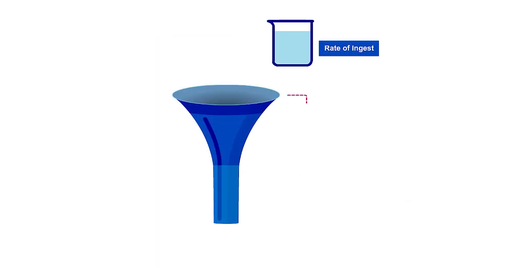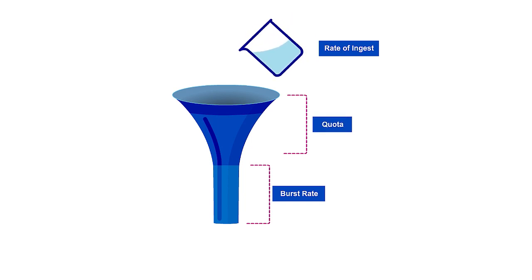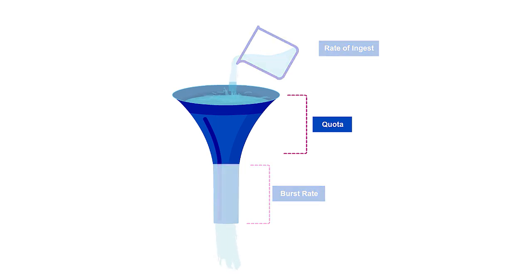Throttling works very much like a funnel. The three main pieces involved in the funnel are rate of ingest, quota, and the burst rate. At the bottom of the funnel is the account's burst rate. This is the maximum rate that you can send data through the account without the risk of being throttled. The top part of the funnel represents the quota.